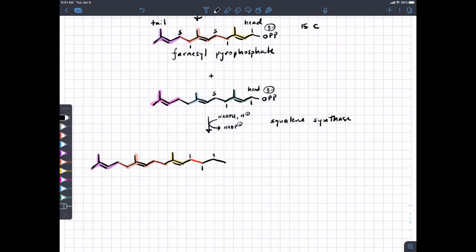1, 2, 3, 4, 5. Okay, so there's the green isoprene unit, and let's see, 1, 2, hold on.